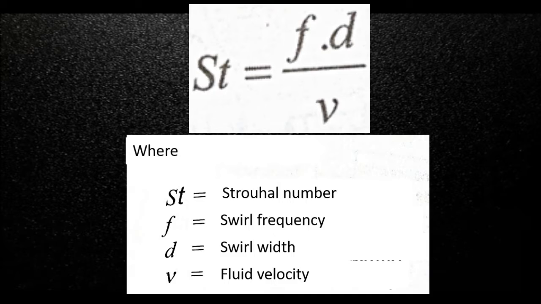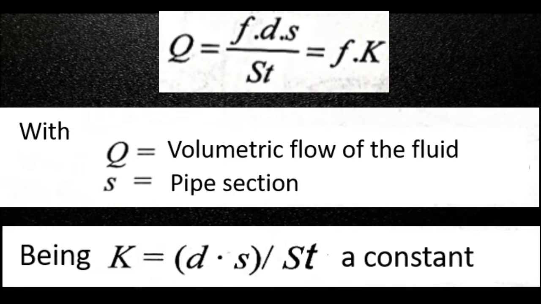width d is kept constant by the manufacturer. Then the volumetric flow rate is calculated in this way. Therefore, the volumetric flow rate of the fluid is proportional to the swirl frequency.